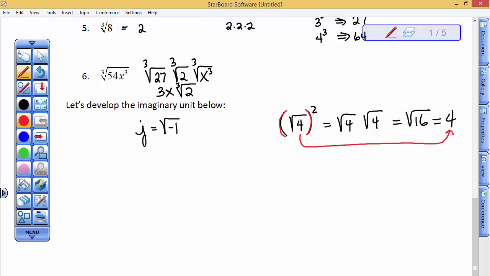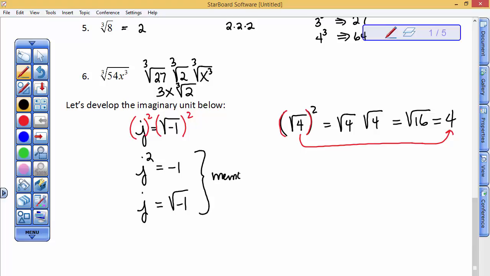So by this definition now, what I'm going to do is square both sides of this statement, and I'm going to have that j squared, therefore, is equal to that value under the radical. So again, here's the definition, and then from that we develop the value for j squared. We need to memorize these or be able to create this for ourselves.